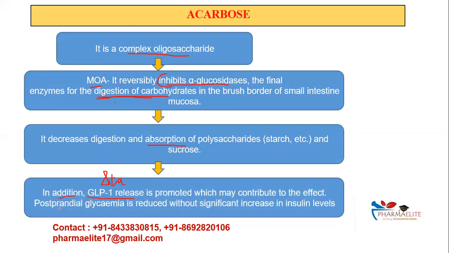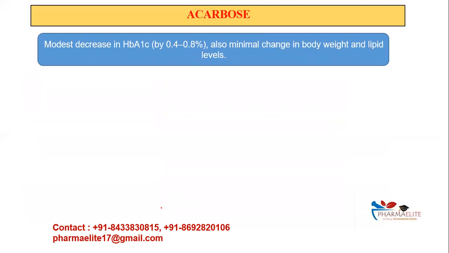Okay, next is that postprandial hyperglycemia is reduced without an increase in the insulin levels. That means after you eat, the level of blood glucose is decreased. Coming on to the next part, it moderately decreases HbA1c. I hope we know this. HbA1c is glycosylated hemoglobin. So it moderately reduces it by 0.4 to 0.8%. Okay. So yes, can I say it is a mild hypoglycemic? It is causing a moderate decrease in your glucose level.